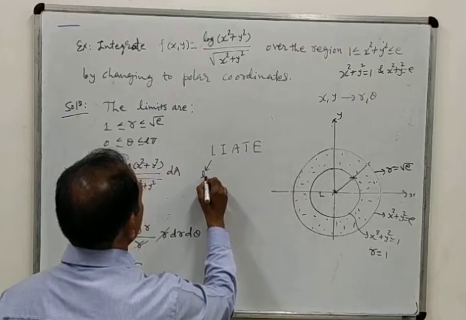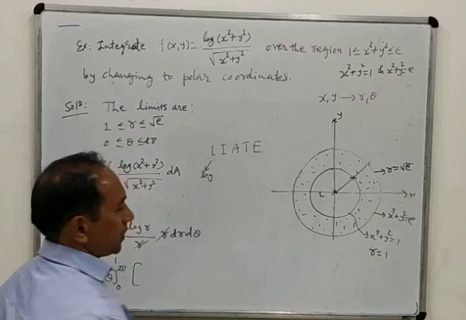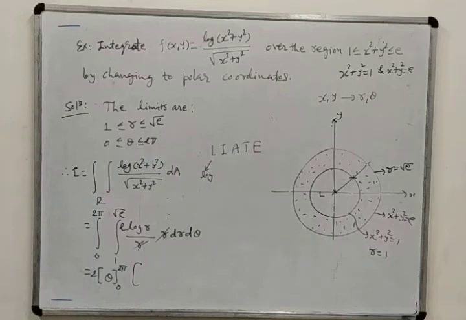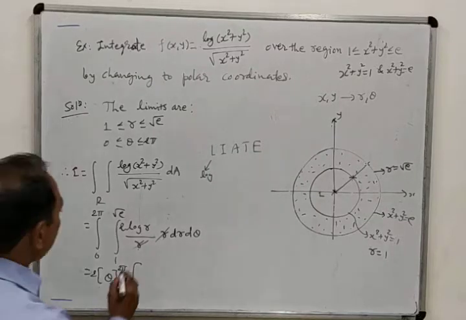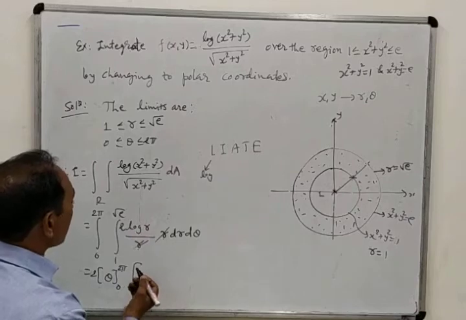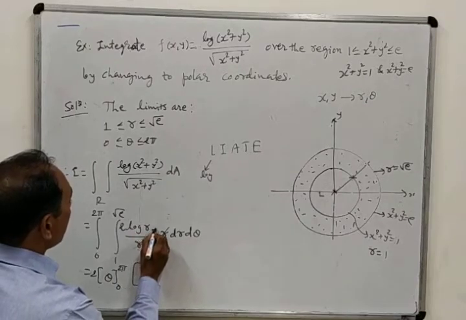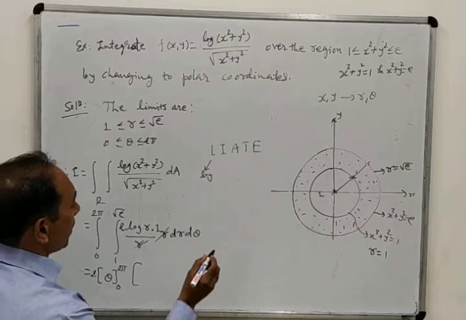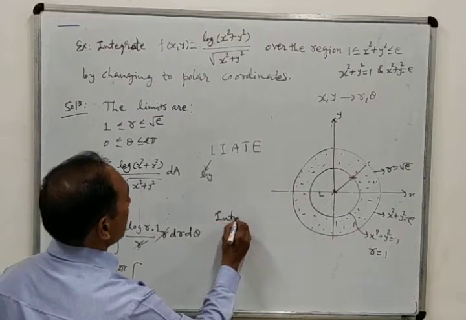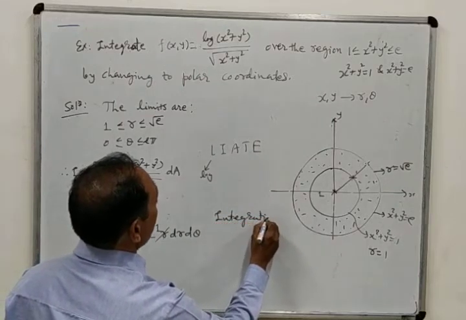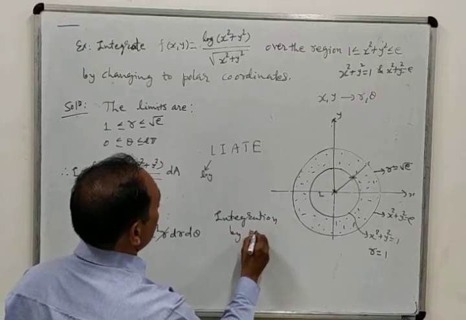L for log function, I for inverse functions, A for algebraic functions, T for trigonometric functions, and E for exponential functions. But here we can see that there is a single function, log of r. So what will we do to integrate? We will use the method of integration by parts.